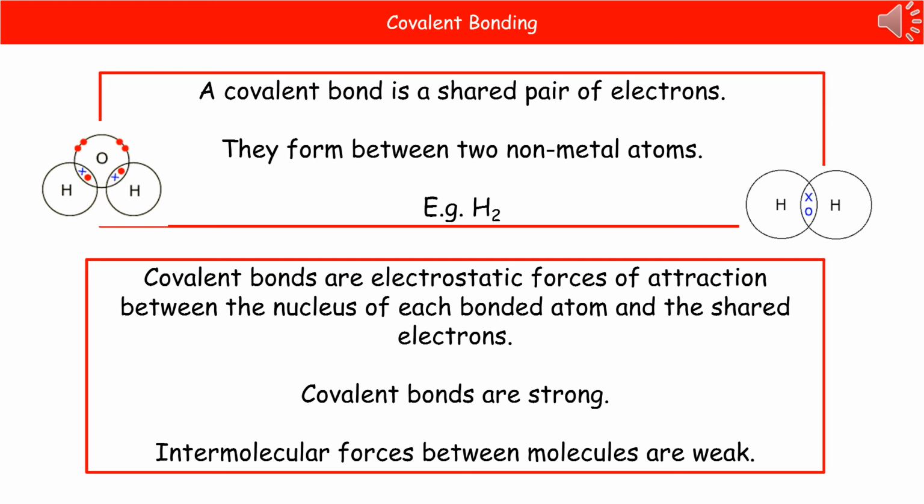Covalent bonds are electrostatic forces of attraction between the nucleus of each bonded atom and the shared electrons. And they are strong bonds. So covalent bonds are strong, but intermolecular forces between these molecules are actually weak.